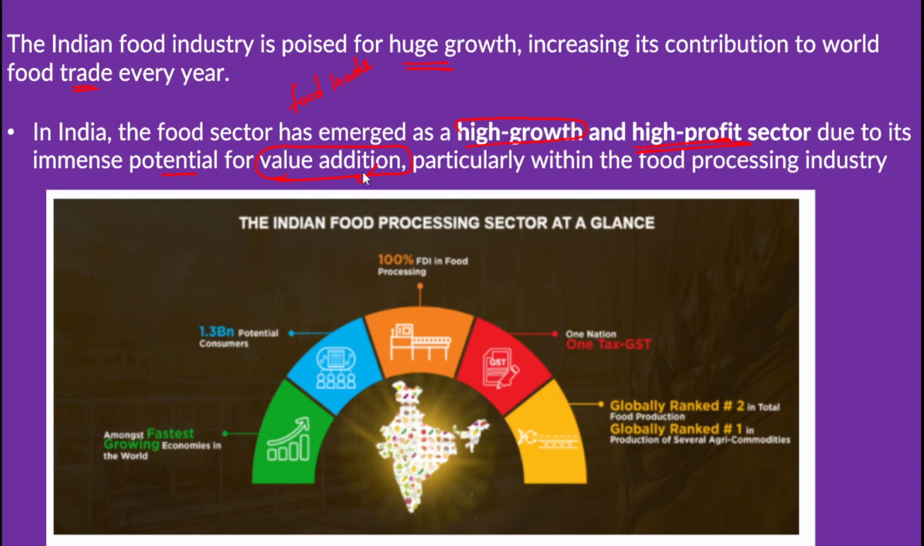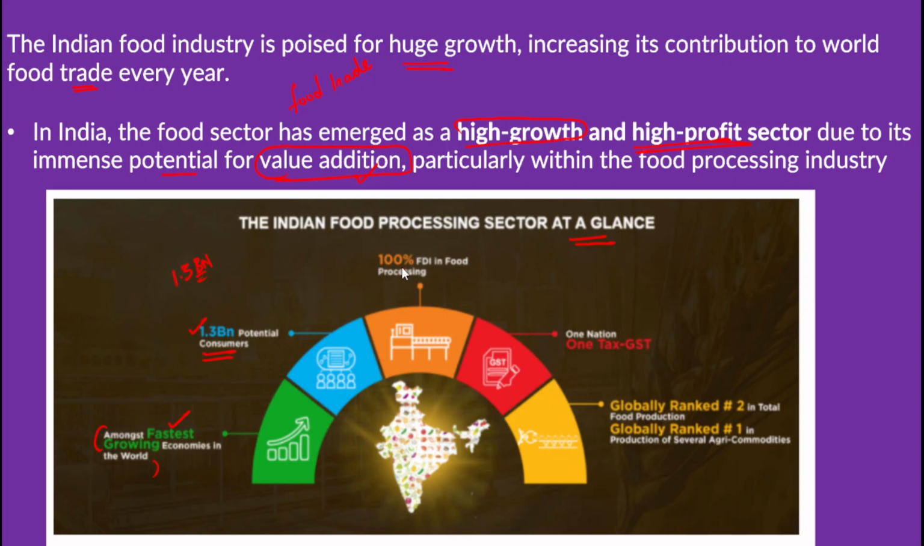If you look at the food processing sector at a glance, firstly understand that it is one of the fastest growing economies in the world. Because of increased emphasis on sustainable foods, better foods, and organic foods, the food processing sector has been growing at a tremendous pace. Secondly, the total number of people dependent on the food processing industry is around 1.3 billion, equal to the size of India's population. Such a huge number of consumers are dependent on the food processing industry.